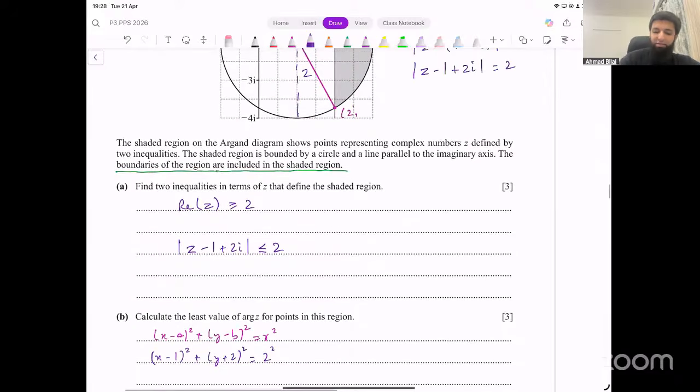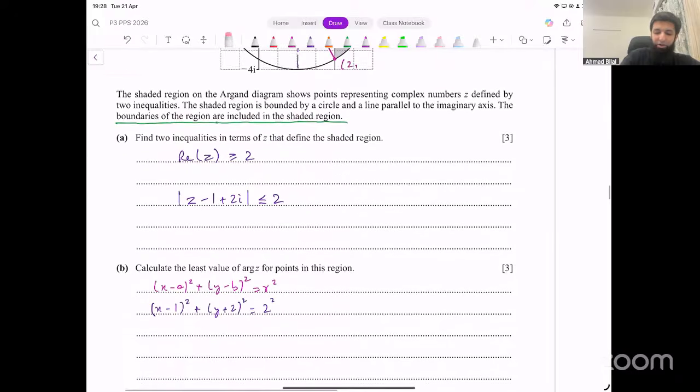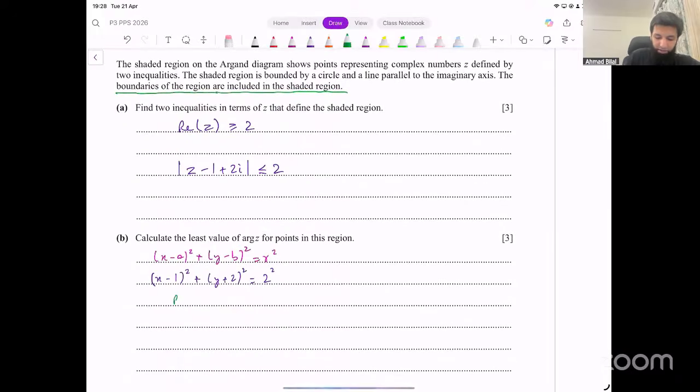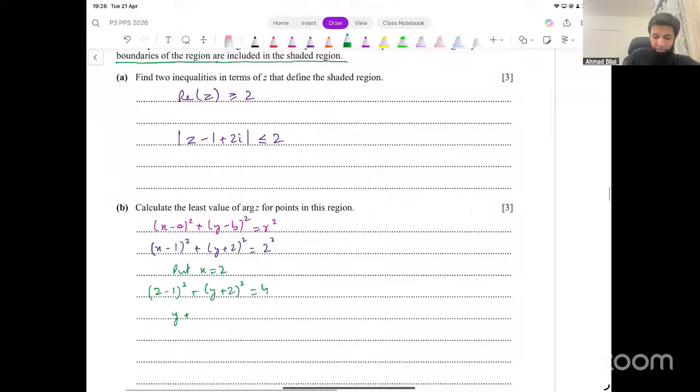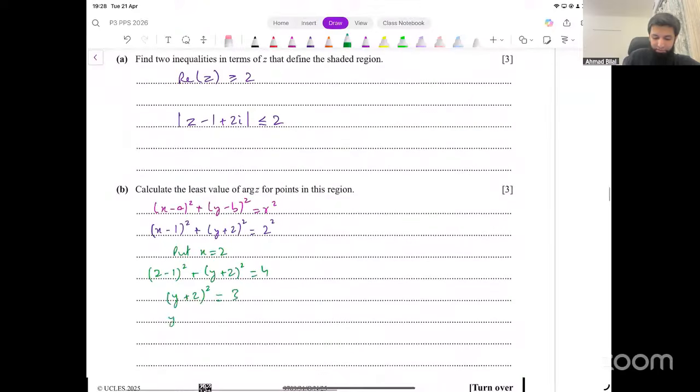Now, if we know x is equal to 2 at this point, we can find the corresponding y coordinate by just inputting x equal to 2 in this equation. And that gives us 2 minus 1 whole squared plus y plus 2 whole squared equals 4. Find the value of y from this. y plus 2 whole squared equals 3. Take square root on both sides. y plus 2 equals plus minus square root of 3. And you'll get two values of y from this.